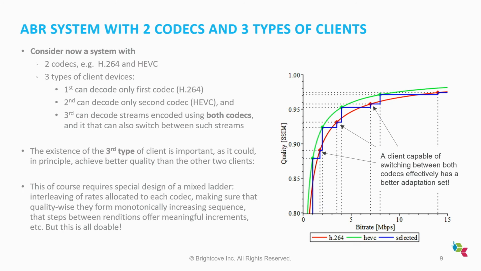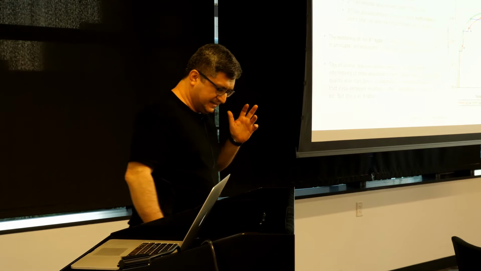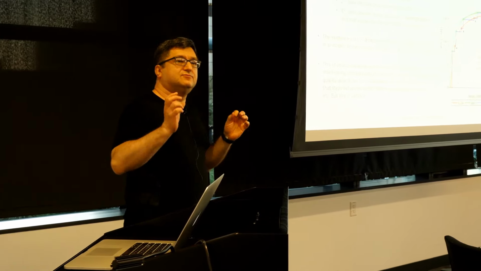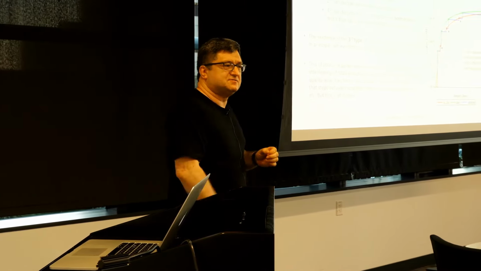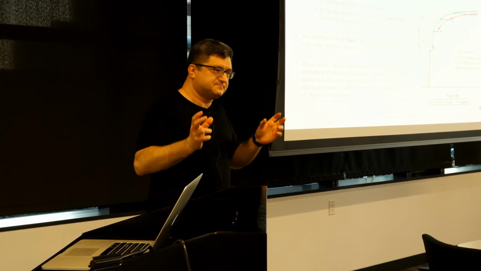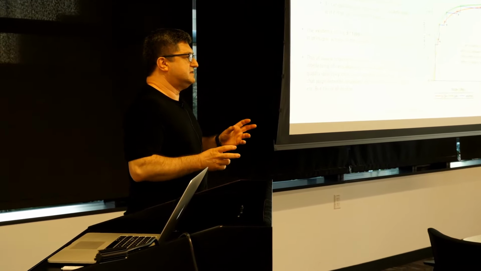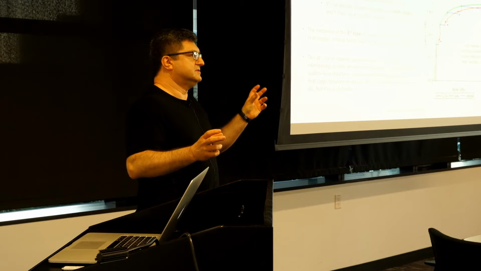But now what's going to happen if we start looking at systems with two codecs? I'll spend most of the time on this slide, actually. Consider a system where we now have two codecs. There is H.264, and there is, for example, HEVC. And of course, there will be clients that can decode H.264.